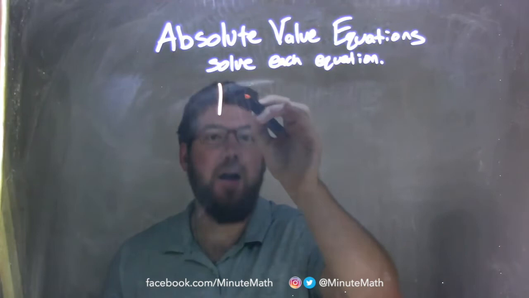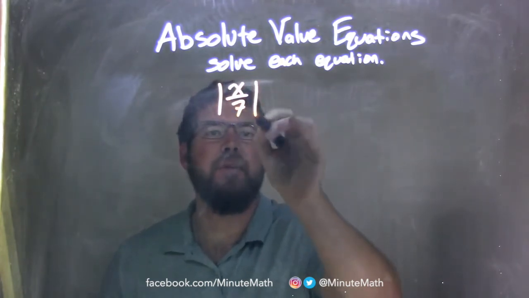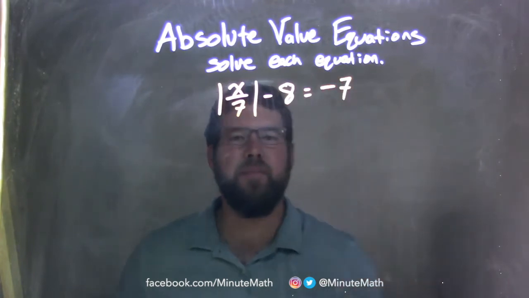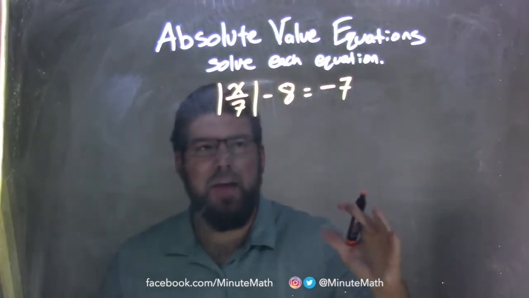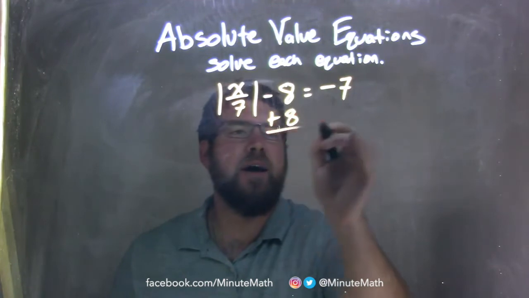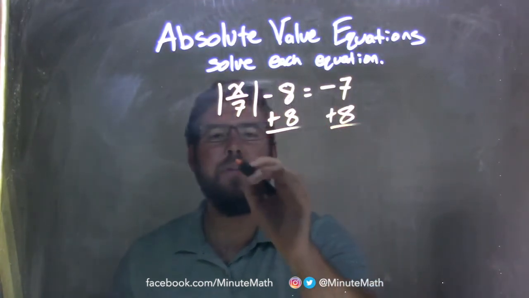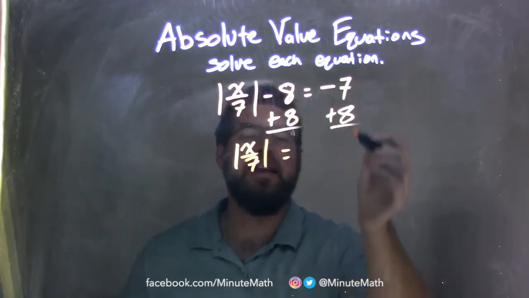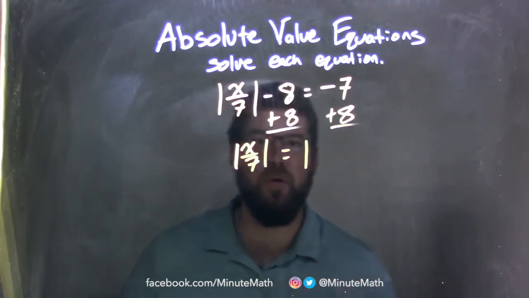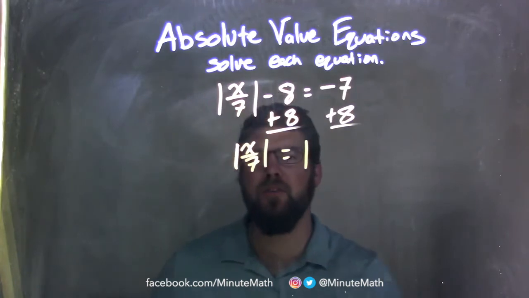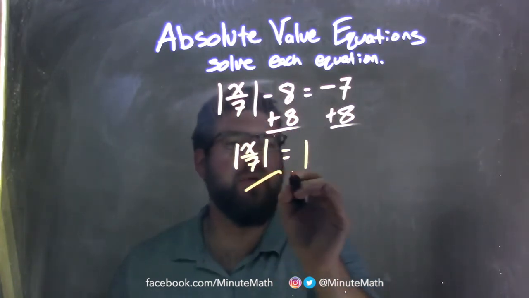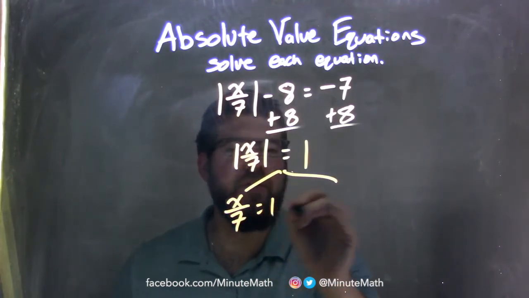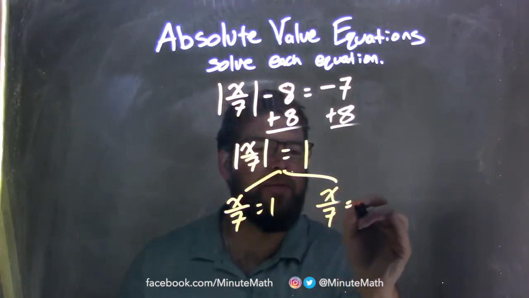Absolute value of x over 7 minus 8 equals a negative 7. First step, isolate the absolute value. I'm going to add an 8 to both sides. In doing so, I'm left with the absolute value of x over 7 equals negative 7 plus 8, which is a positive 1. From there, since the absolute value is isolated, I can break this apart into two equations, leaving me with x over 7 equals a positive 1 and x over 7 equals a negative 1.